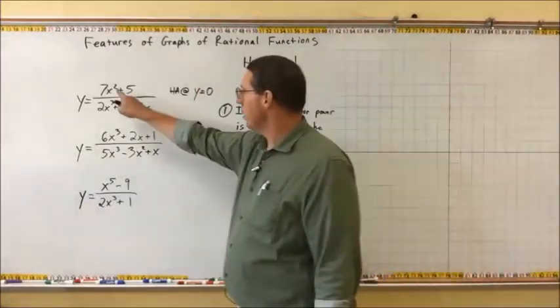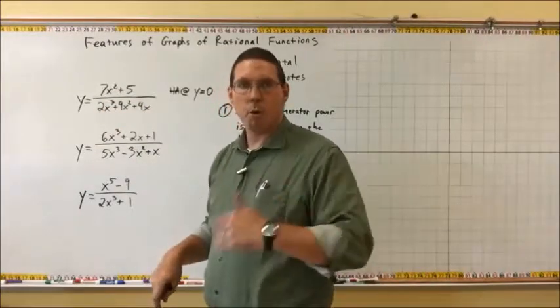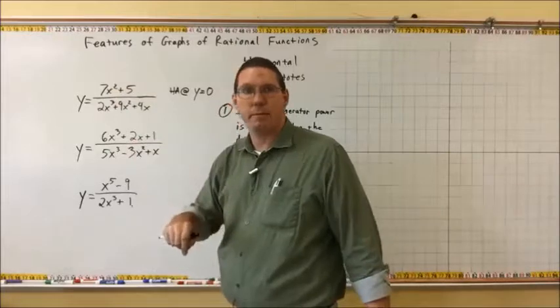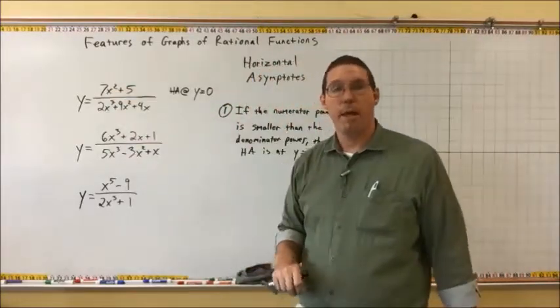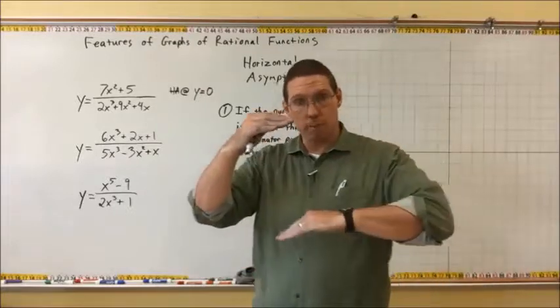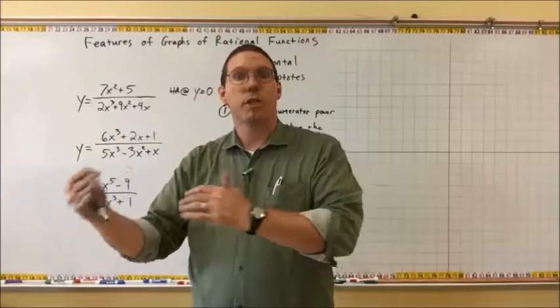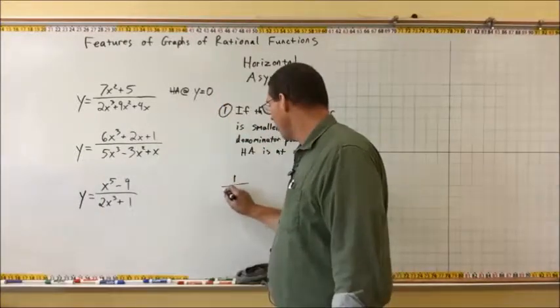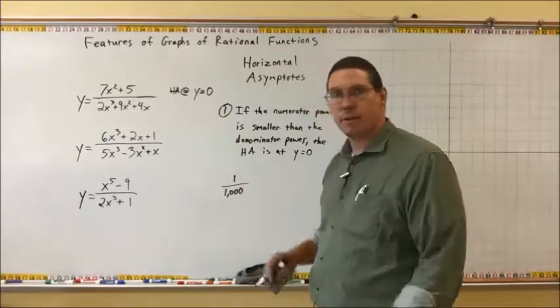If you were to put a million in here, 1 million to the 3rd power would be more powerful than 1 million to the 2nd power. You'd have a larger number on the bottom and a smaller number on the top. And when the bottom is a bigger number than the top, it's approaching 0. Like 1 over 1,000 is really close to 0 because the bottom is a lot bigger than the top.